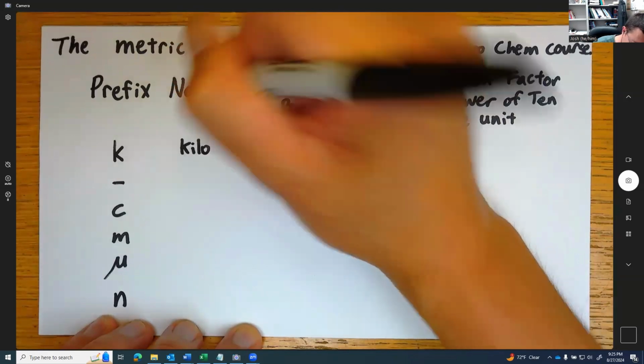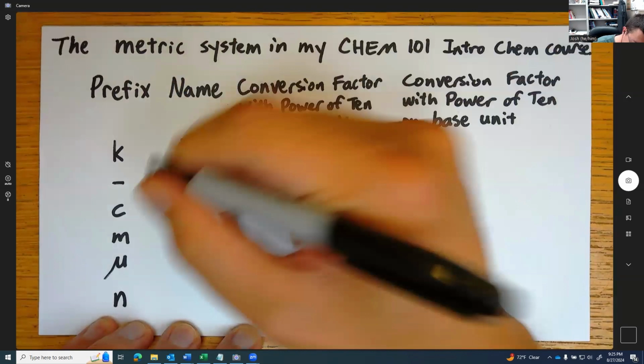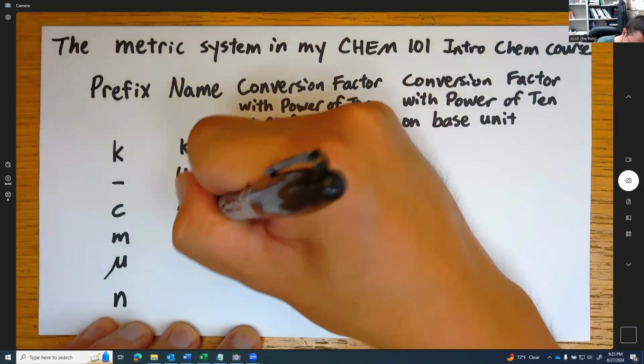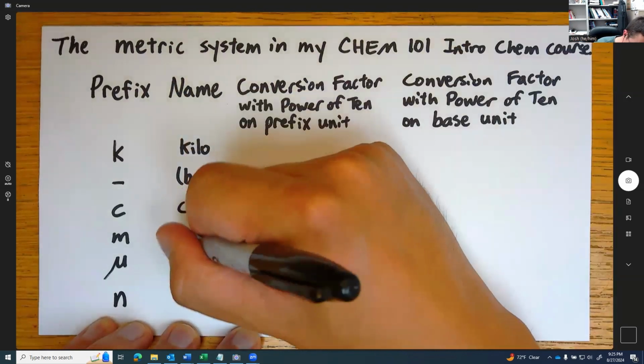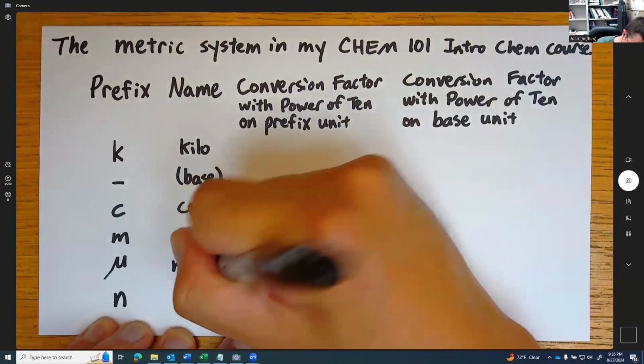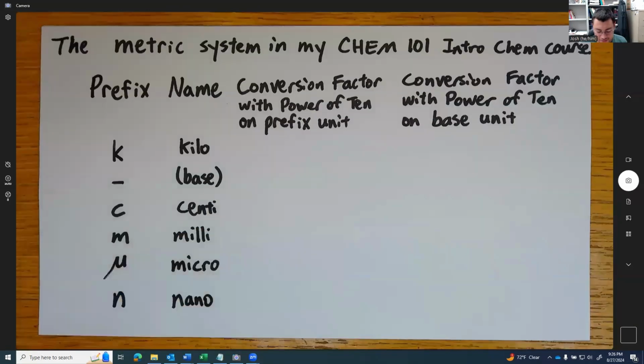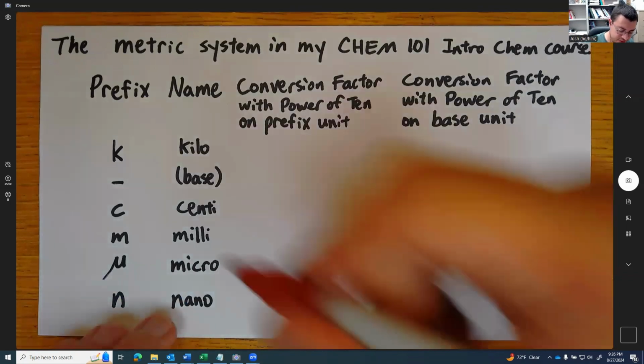So yeah, let's write those names. Kilo. The dash is for nothing. That's just base units. Centi, milli, micro, nano.